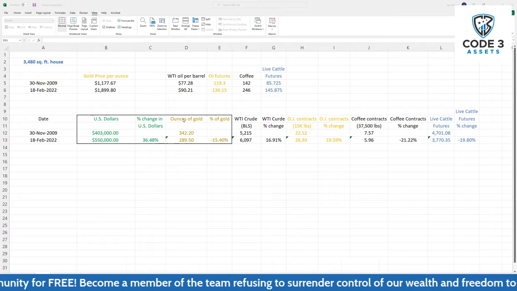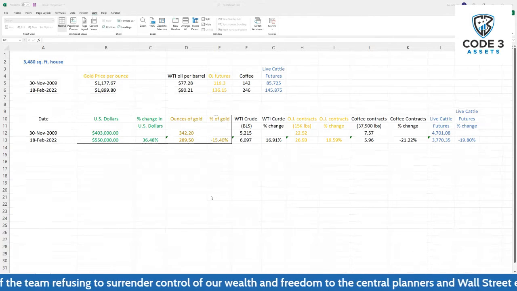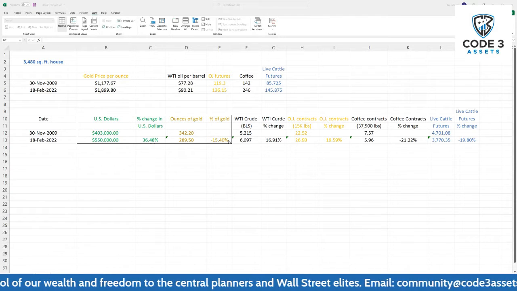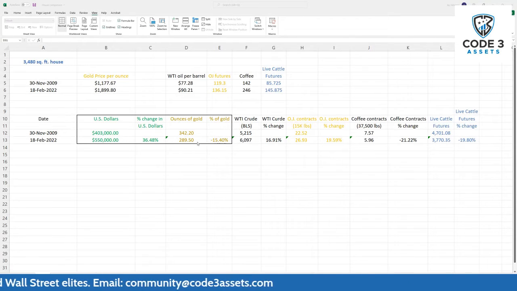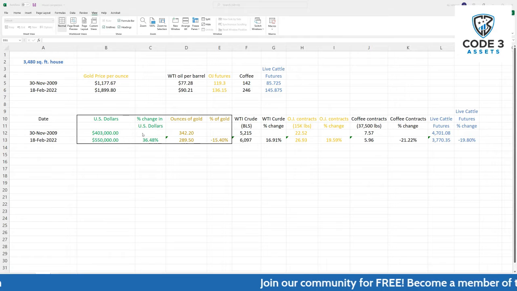Again, gold is just a store of value. You don't go from cash to gold back to cash just to have more cash, unless you just need the cash to transact in something because everybody takes cash. But the gold is a store of value. So if you look at it here, 15% less gold from 2009 to 2022 to get that house, but 36% more dollars. So dollars are not wealth, they're a unit of measure.